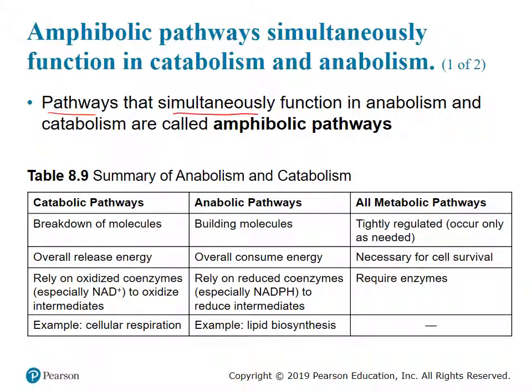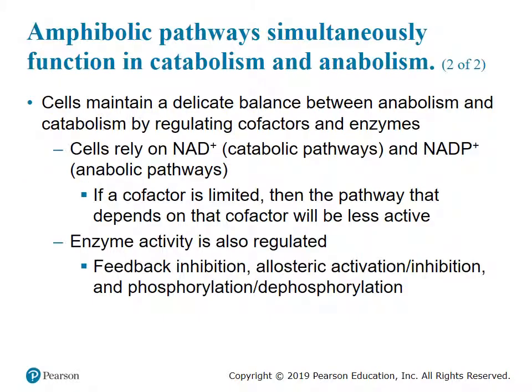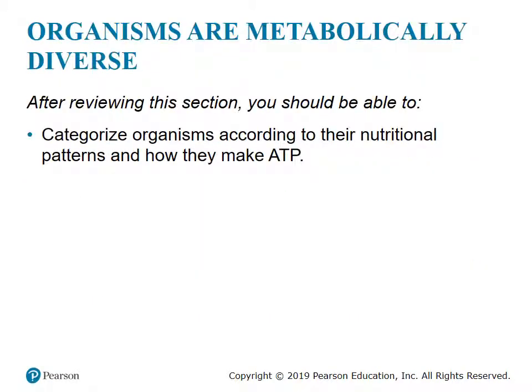Pathways that simultaneously function in anabolism and catabolism are called amphibolic pathways, which means they can go back and forth. You can break down, and then you can also build up. So you can do this at the same time, or do one and then the other, and do one again and the other. We call this an amphibolic pathway. We're going to talk about this here as well.